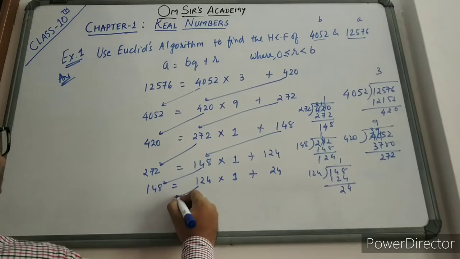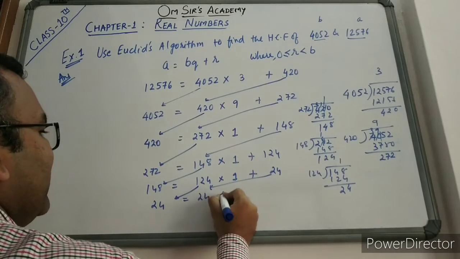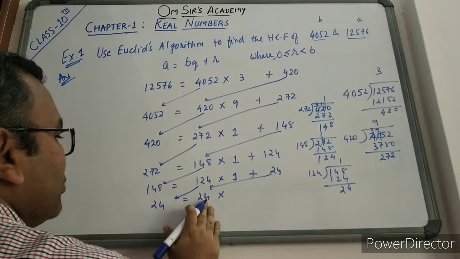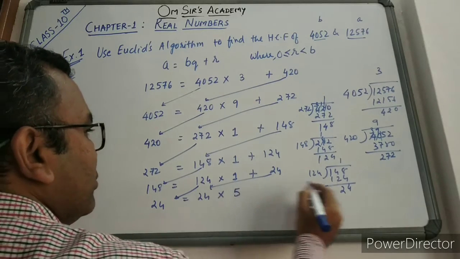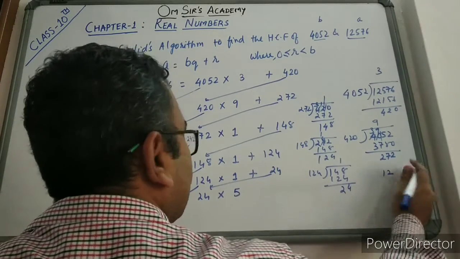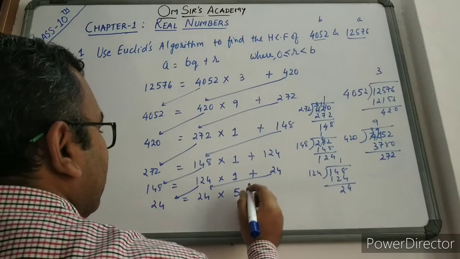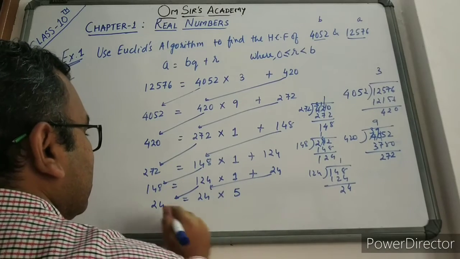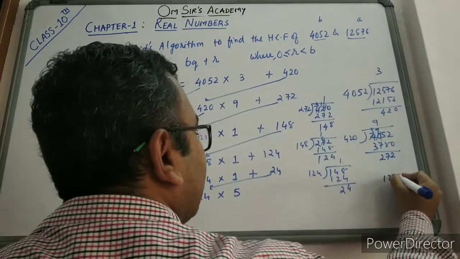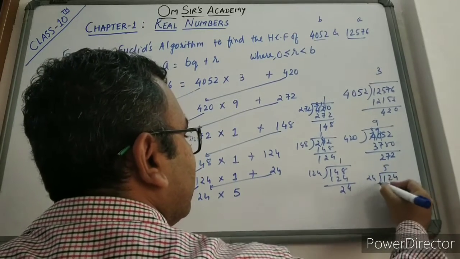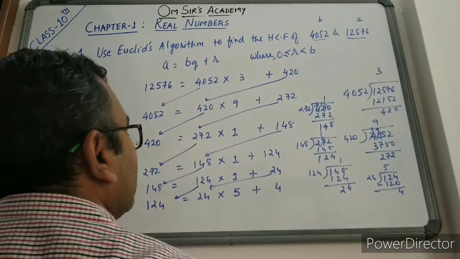Okay, now this 124 comes over here and this 24 comes over here. 24 4s are 96, 24 5s are 120. So 124 divided by 24: 24 5s are 120. What is left as the remainder is 4. So 4 is the remainder.